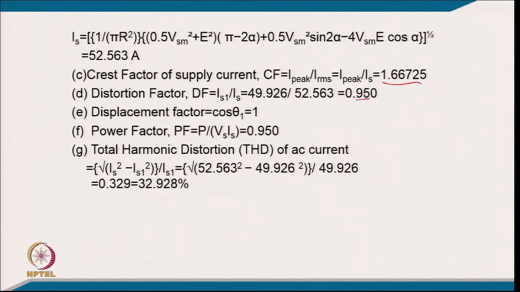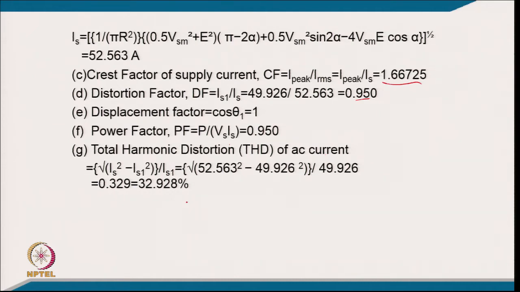So it comes typically like 0.95. I mean because of harmonics; distortion factor in a sine wave is 1, and here it is reduced to 0.95 because of the presence of harmonics. And displacement factor here is 1 because the fundamental current and fundamental voltage are in phase. So your theta 1 is 0, so cos theta 1 equal to 1, and power factor is typically P upon Vs Is, that is 0.95, that is the multiplication of both also.